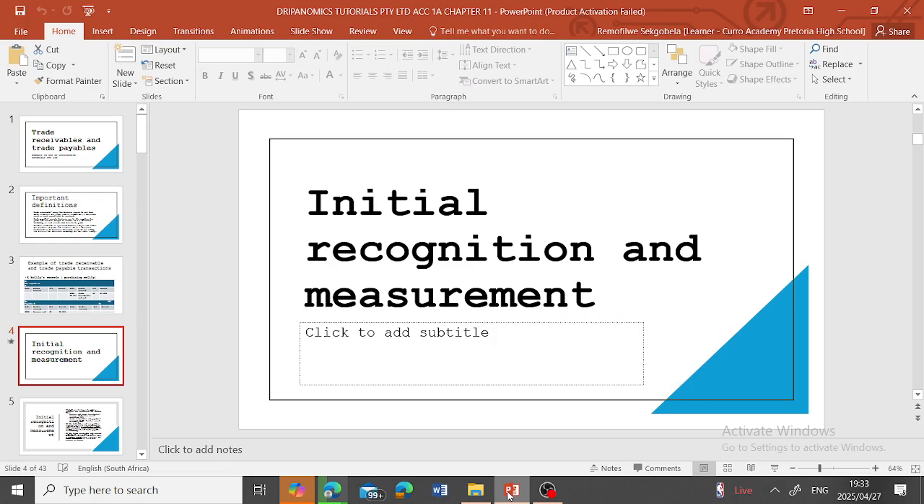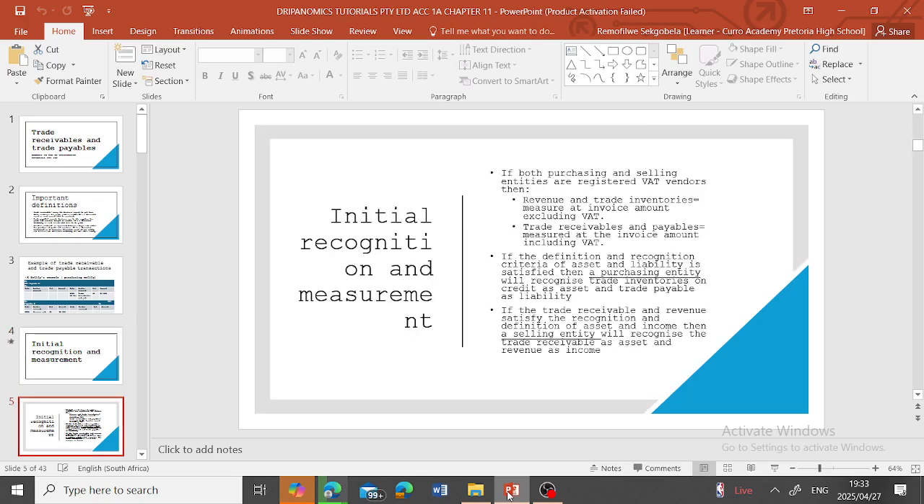So, initial recognition and measurement. If both the purchasing and selling entities are registered VAT vendors, then revenue and trade inventories are measured at the invoice amount excluding VAT. The trade receivables and payables are measured at the invoice amount including VAT. If the definition and recognition criteria of an asset and liability are satisfied, then the purchasing entity will recognize trade inventories on credit as an asset and trade payable as a liability. If the trade receivable and revenue satisfy the definition of an asset and income, then the selling entity will recognize the trade receivable as an asset and revenue as income.